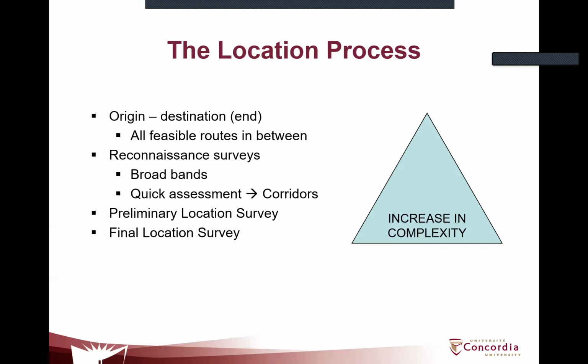So when you're looking at those feasible routes, first you do a desktop analysis, which is called reconnaissance survey. This is a very broad analysis using maps and geographic information representations of reality. And based on this, you will establish where you can have some corridors. The corridor is roughly where the road will be. After that, you will move into what is called a preliminary location survey and then a final location survey. So we're going to talk about those two in a moment.